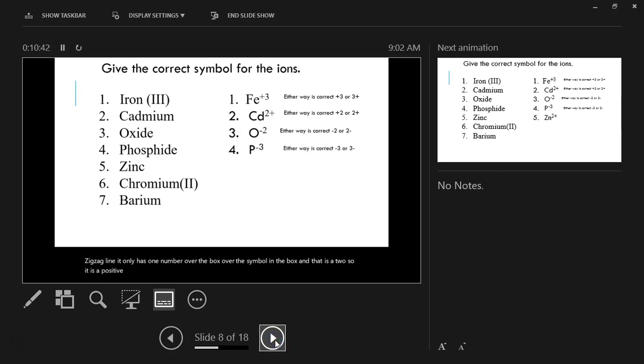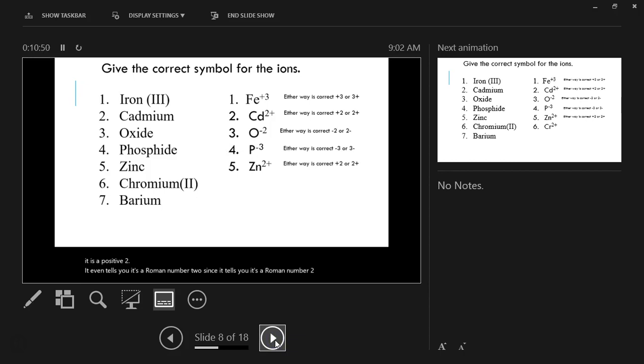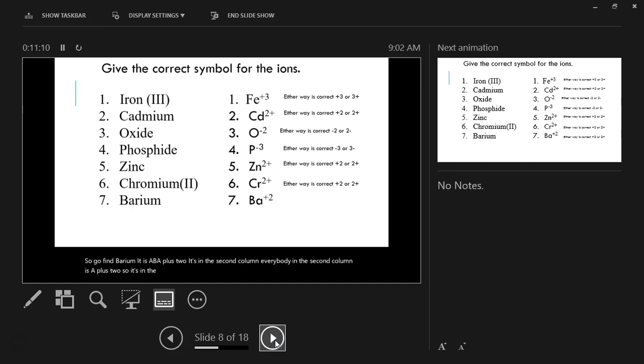All right. Chromium. It even tells you it's a Roman numeral 2. Since it tells you it's a Roman numeral 2, it is Cr plus 2. And then barium. Go find barium. It is Ba plus 2. It's in the second column, and everybody in the second column is a plus 2. It's in the tall columns, and the tall columns always are. Everybody in the first column is a plus 1. Everybody in the second column is a plus 2. So I don't even have to look carefully at it. I can just see where it is on the chart and know it's a plus 2.